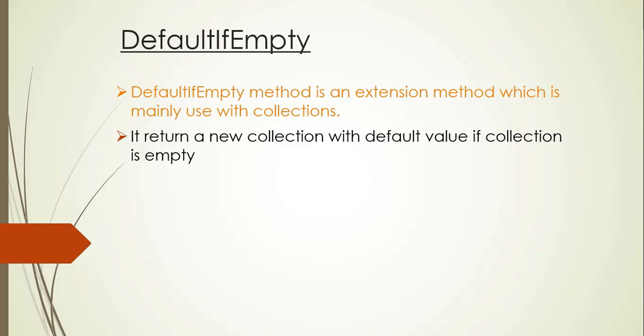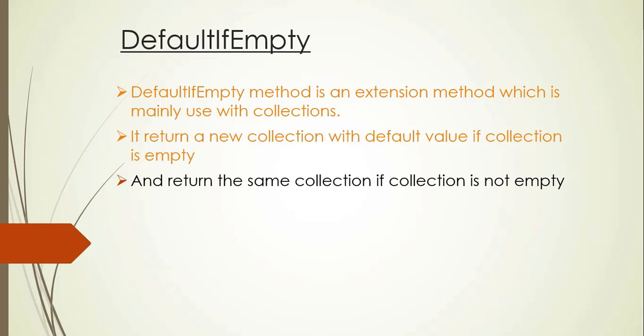Suppose we have a list which has no element, and if we invoke the DefaultIfEmpty method, then it will return some default value, and it returns the same collection if the collection is not empty. Suppose we have some elements in the list and we have applied the DefaultIfEmpty method, then it will return the same elements of the list.